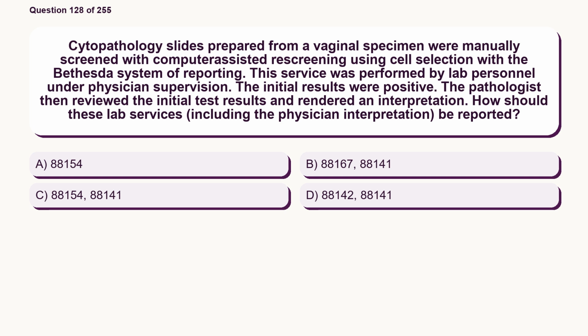Option A, 88154. Option B, 88167, 88141. Option C, 88154, 88141.